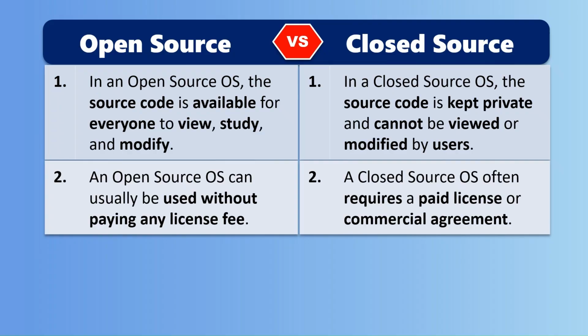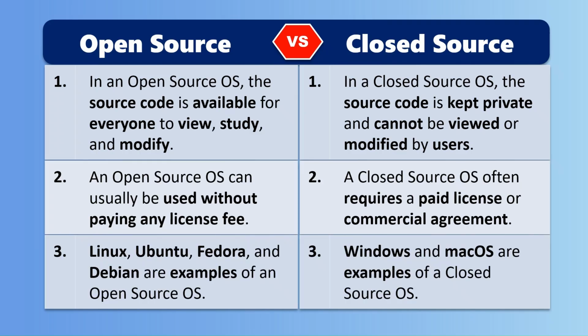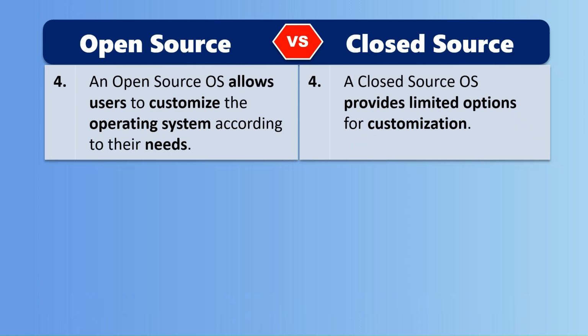A closed source OS often requires a paid license or commercial agreement. Linux, Ubuntu, Fedora, and Debian are examples of an open source OS. Windows and macOS are examples of a closed source OS. An open source OS allows users to customize the operating system according to their needs. A closed source OS provides limited options for customization.